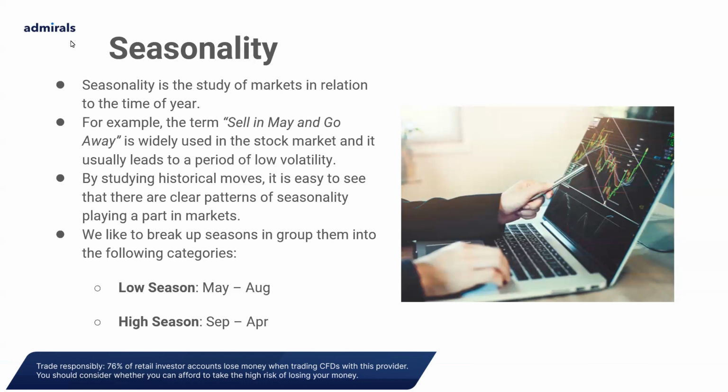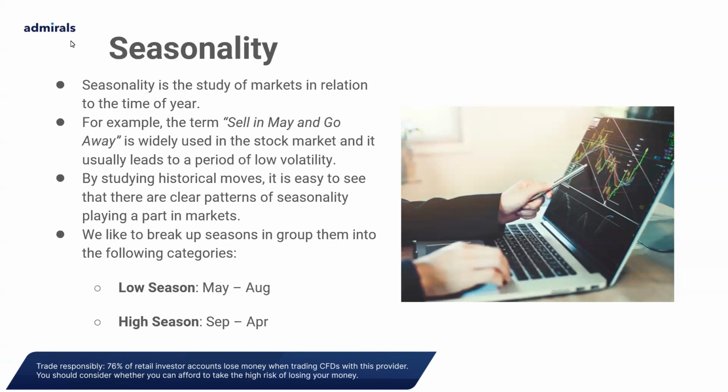And what happens is, during that period from May to September, we would very often see periods of low volatility within markets. And that starts to be something that you recognize or notice yourself. By studying some of these historical moves, it's easy to see that there are clear patterns of seasonality playing a part in markets, and we're going to look at that a little more in the next couple of slides. What we tend to do is break up the seasons and group them into two simple categories that you can work with. We'll have a low season, which is between May and August, so we're in that at the moment, and then a high season between September and April.